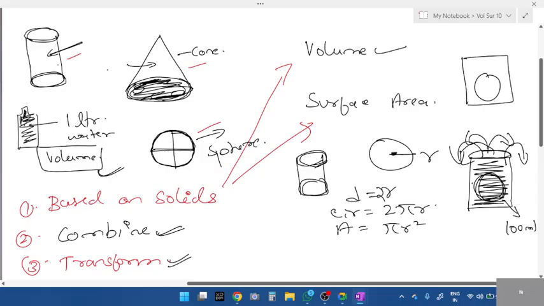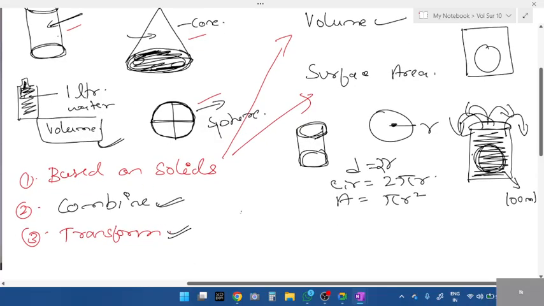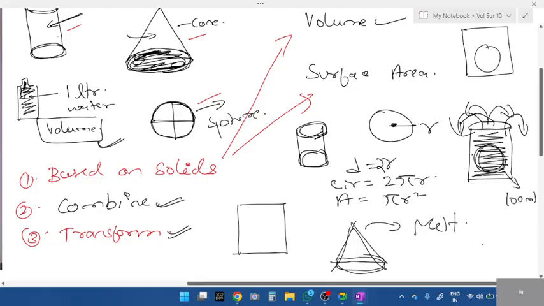Transformation is from one diagram to another diagram. What they would do, they would take a cylinder like this, and cut it in the shape of a cone, or they would take a cone. They will melt this cone and transform it into a sphere. This type of question is transformation.